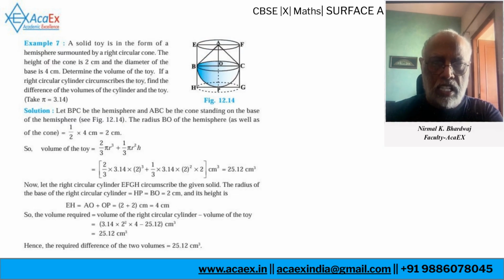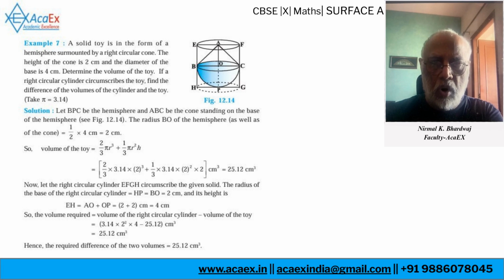A solid toy is a hemisphere topped by a right circular cone. The cone's height is 2 centimeters and its base diameter is 4 centimeters. Let's determine the volume of the toy. Then, if a cylinder surrounds the toy, what is the difference between their volumes? We will use pi equals 3.14. The radius of both the hemisphere and cone is 2 centimeters.